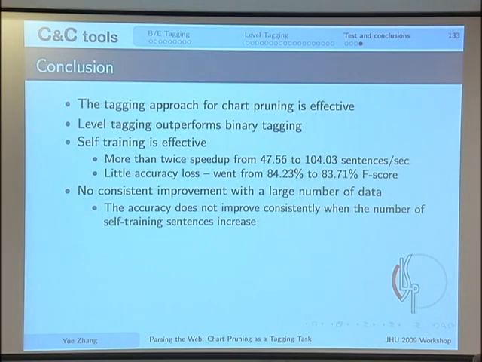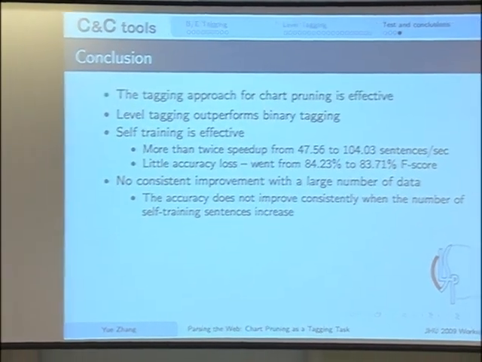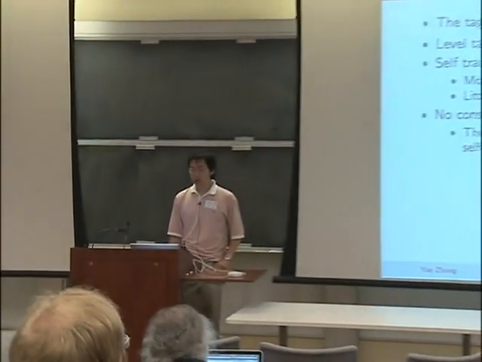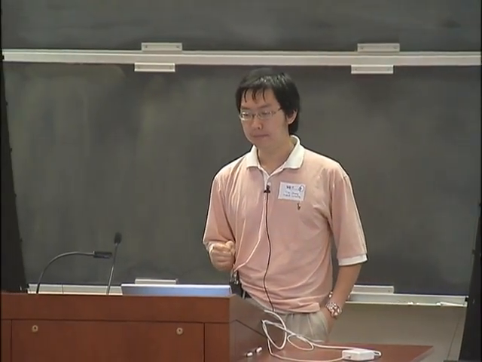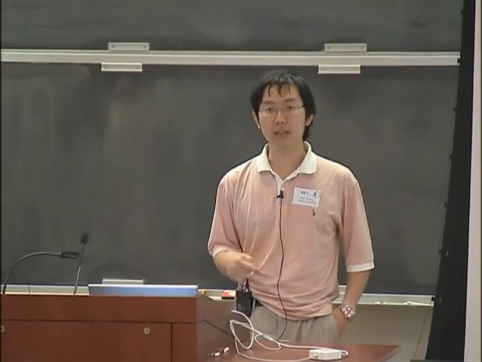So as a conclusion, we find that the tagging method is an effective method to prune the chart. And level tagging generally does better than binary tagging. We also found a positive result, that self-training is effective. We achieved more than twice speed up, from 47 sentences per second to over 100 sentences per second, with a little bit of accuracy loss. However, a negative result is that we didn't find consistent improvement when we scale up the size of the training data. But we hope to do more study about this later.